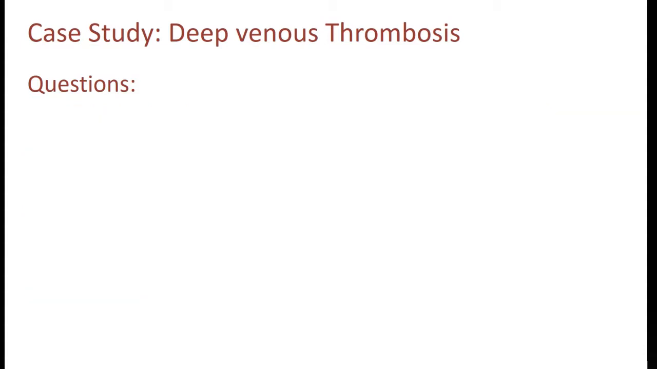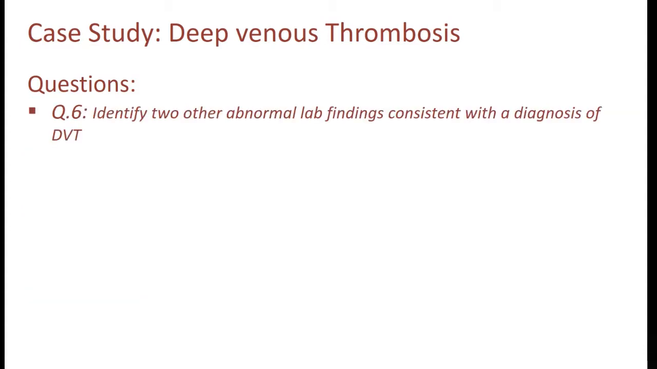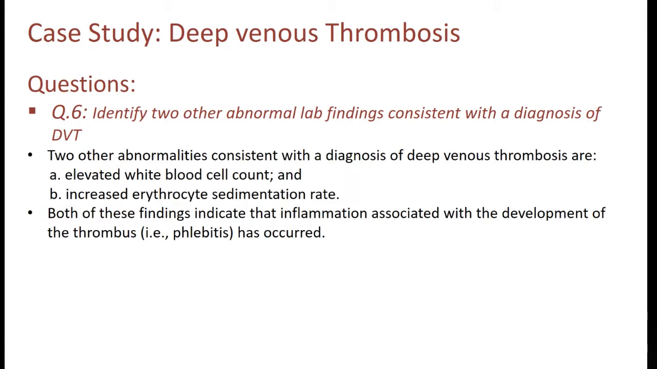Identify two other abnormal lab findings consistent with the diagnosis of DVT. The other two abnormal findings are elevated white blood cell count and increased ESR. Both are non-specific findings associated with the development of a thrombus and inflammation.